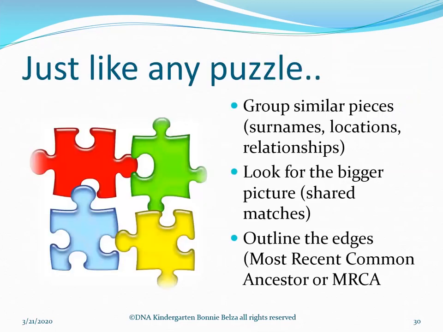So just like any puzzle that you may have done, you want to group similar pieces together. You know how when you start out working on a 5,000-piece puzzle, you go for all the edges first and try and get the outline. Think of this as trying to identify the most recent common ancestor for you and your match. You often also have a copy of what the finished puzzle is supposed to look like. So it's a good idea to think of working on your matches as looking for the bigger picture. What shared matches group together and which relative do they point to?